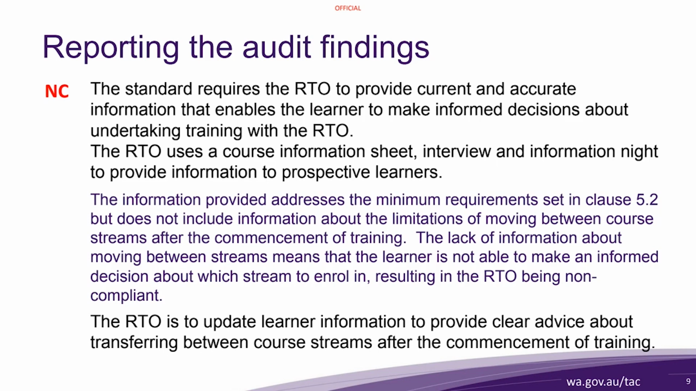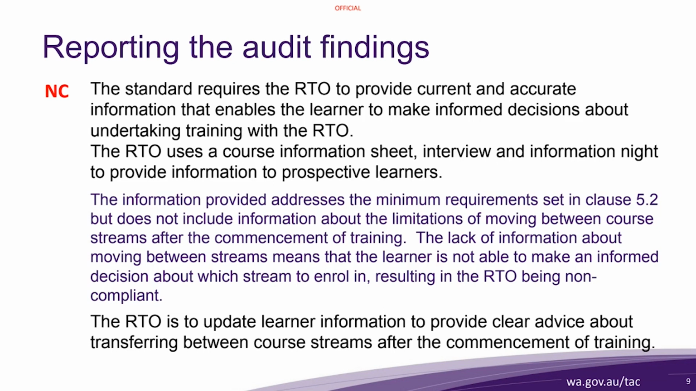Now, the last sentence in this is the bit that you typically don't get in an external audit. This is where we give you very generic information, where we ask you to provide evidence that meets the requirements of the clause. Here you can actually say what you want done. So in this case, the RTO is to update the learner information to provide clear advice about transferring between course streams after the commencement of training. So we have some very specific things that we want done.